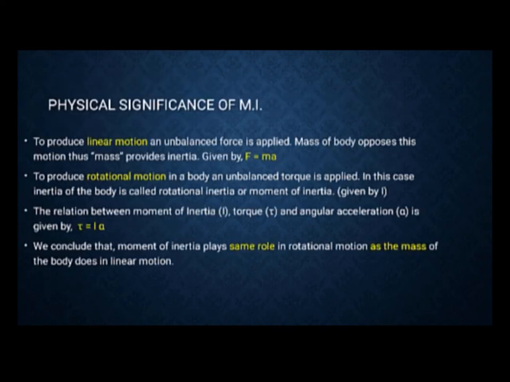Here are some physical significance of MI. To produce linear motion, an unbalanced force is applied. Mass of the body opposes this motion, thus mass provides inertia, given by F = ma. Similarly, to produce rotational motion in a body, an unbalanced torque is applied. In this case, the inertia of the body is called rotational inertia or moment of inertia.